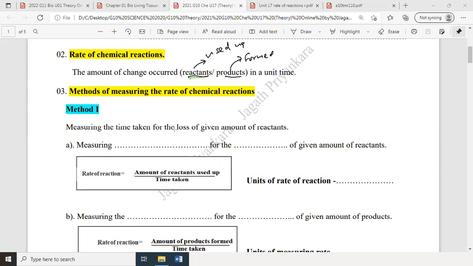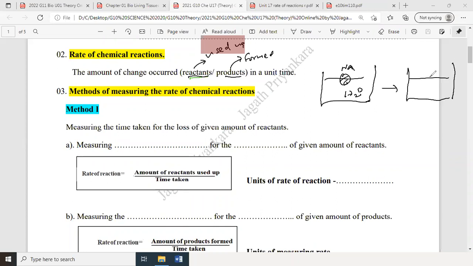How fast reactants are used up. That means if the reactants are disappearing fast, I'll give one example. Imagine you put a piece of sodium into water. After some time what happened? The sodium disappeared. Sodium is the reactant. It reacts with water. Sodium and water are reactants. So you get the product, what?